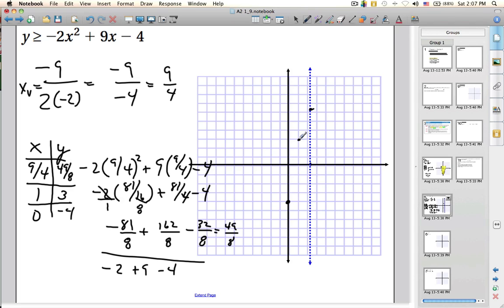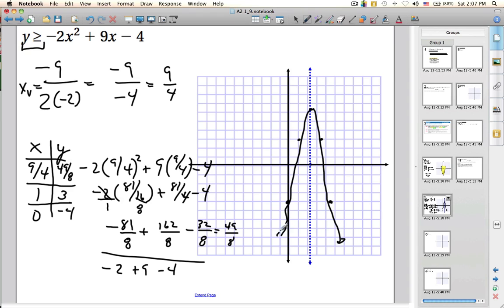I am 1 1/4 away. So if I go 1/4 and another 1 away from the axis of symmetry, that's here at 1, 2, 3.5. And if I go another 1 further than that, I would also be at -4. Now these are the 5 points I'm going to use to graph. I know that y is greater than or equal to, so that's a solid line. So I'm coming through here, doing my best to make a nice smooth solid line.